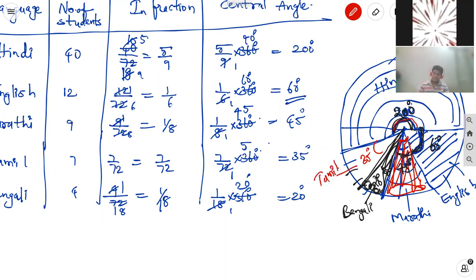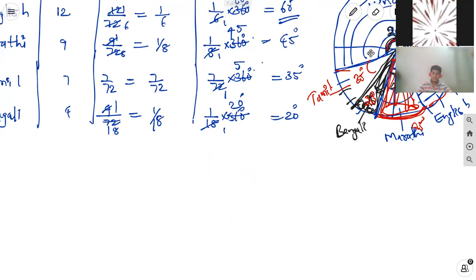Okay, so total 200 degrees. The remaining can be divided into 3 parts. 2 parts is 60 degrees. 1 part is added to Marathi. Why? Because it is 45. In the 3 parts, we take half of the part. This angle is 45 degrees. This angle is 60 degrees. This angle is 200. It is 35. This is 20 degrees. Okay. This is the pie chart. Simply we can draw it.